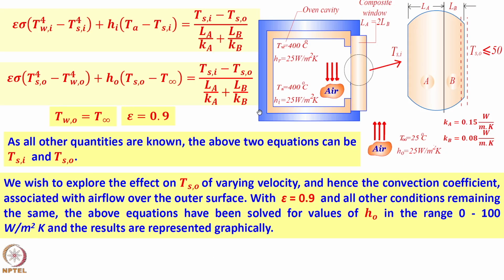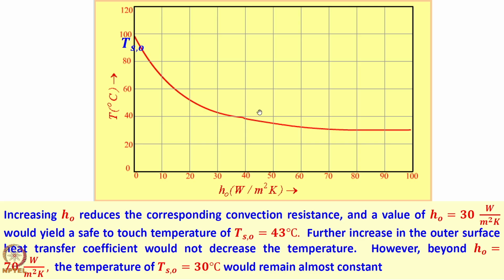So, look, it is a complicated process. You can assume TWO to be equal to T infinity, you can assume a value of emissivity of the surfaces inside and the outside, say 0.9, and then you can solve this for the quantities of interest La and Lb. Okay, that is what is shown here.